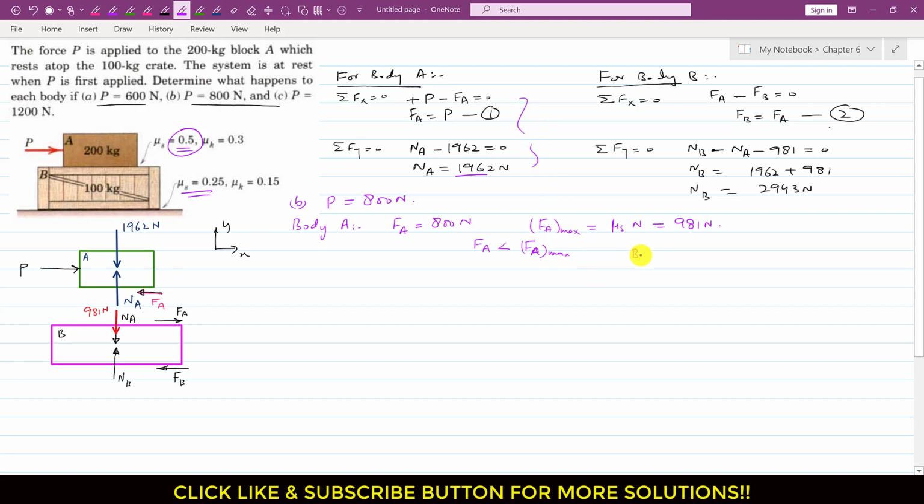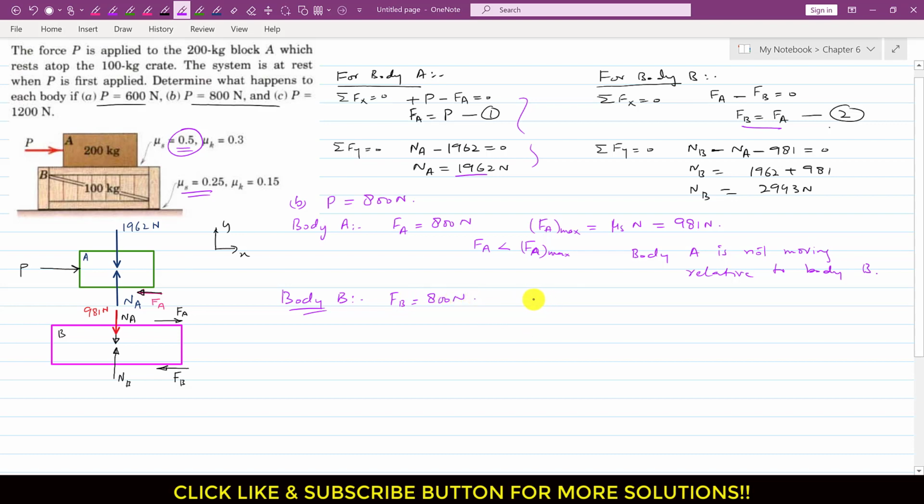So we can write that body A is not moving relative to body B. So there is no relative motion between body A and body B if P is equal to 800 Newton, right? Similarly, for body B, we can write that FB is equal to FA, right? So FB equals FA, and FA is 800 Newton.